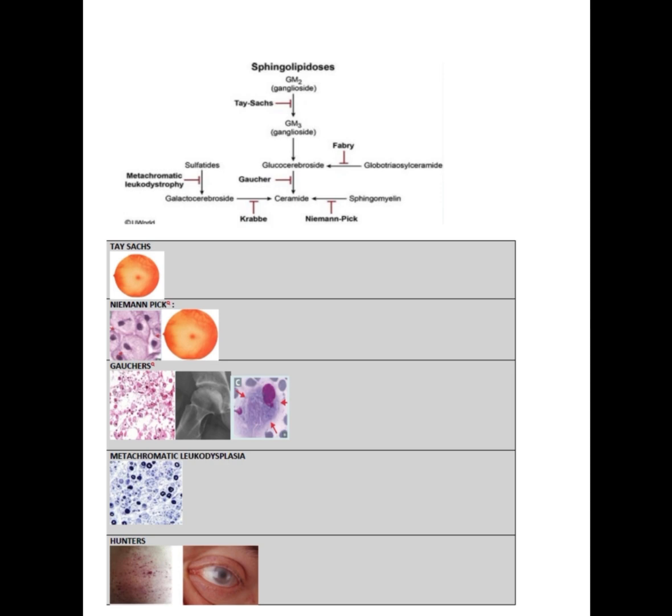So what is your main goal? It is to form ceramide from all these substances. So what happens? Tay-Sachs is at least 1, 2, 3 steps away from becoming ceramide. So in Tay-Sachs, the vision is very far from becoming ceramide. So the patient has farsightedness. Why do they have farsightedness? Because there are cherry red spots in the macula.